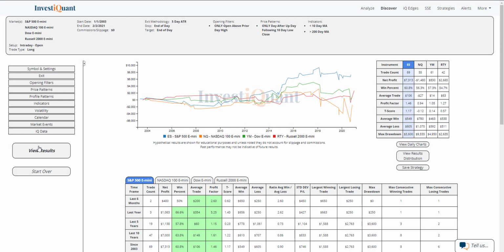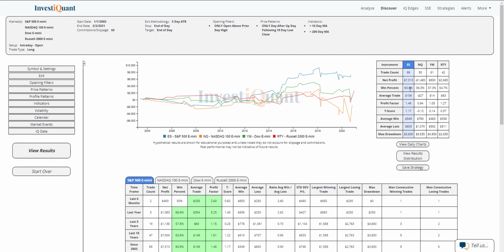And here we go. These are the results of going long at the open, 9:30 a.m. Eastern time, exiting at the close, 4:15 p.m. Eastern time, when you open above the prior day high, and the prior day was an up day that was following a 10-day low close. So it's a bounce-like pattern. This is taking place below a 10-day moving average, but above a 200-day simple moving average. Historically, dating back to 2003, this pattern has happened 69 times in the S&P, 55 in the NASDAQ, 61 in the Dow, and 42 in the Russell.